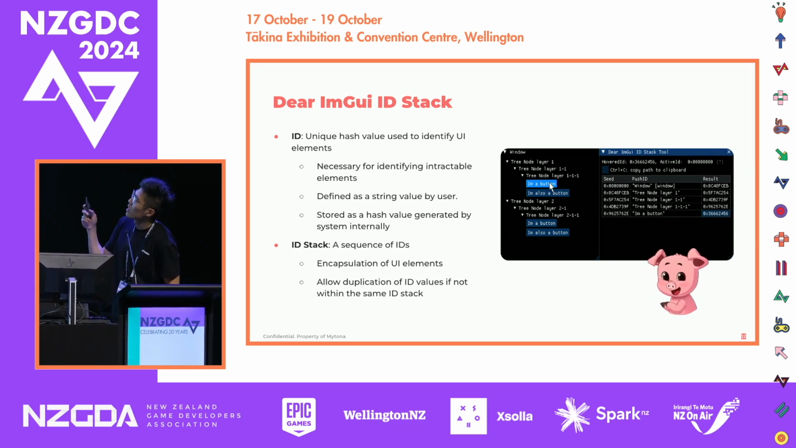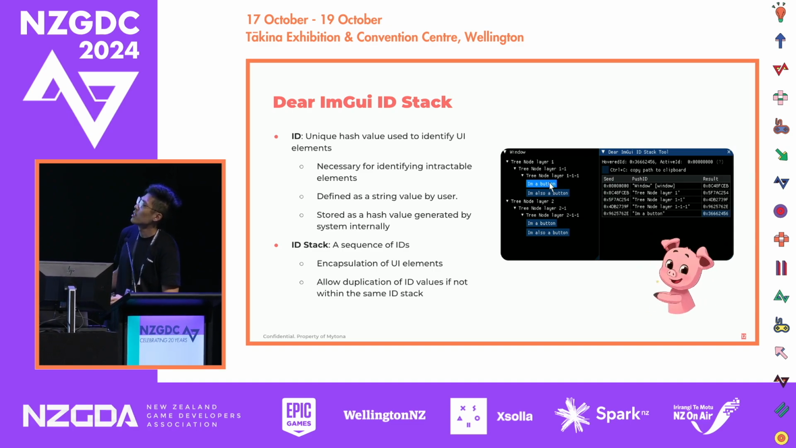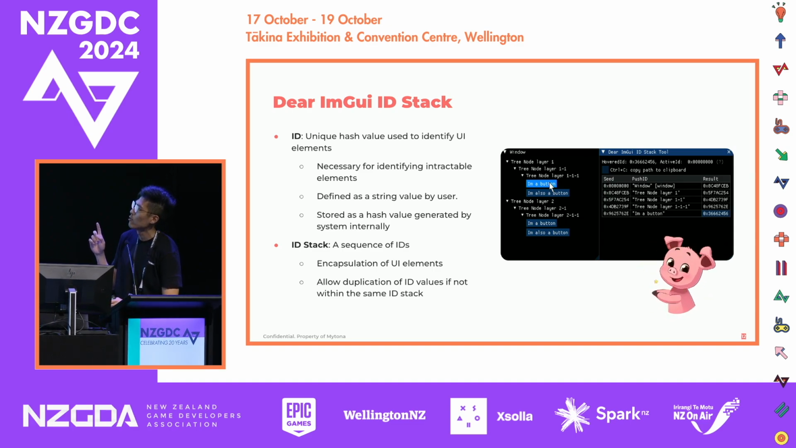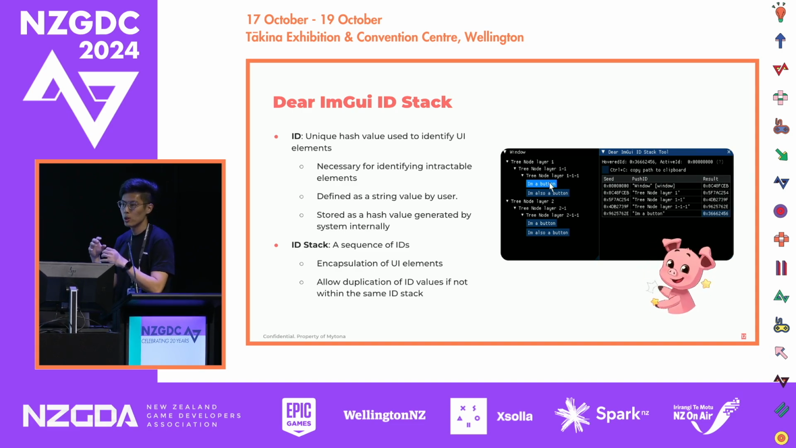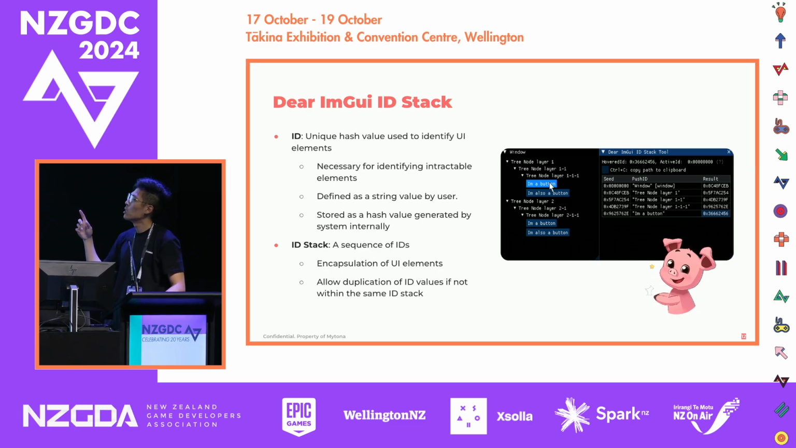You can see on the right side, it's two tree nodes in layer 1 and layer 2. They both have a set of buttons with the same ID. And the reason the ImGui system can identify them, even though they have the same button label, is by using the ID stack. You can think of the ID stack as a box. It contains multiple widgets inside it. In different boxes, they can have the same label, but the system will distinguish them by separating them into boxes.